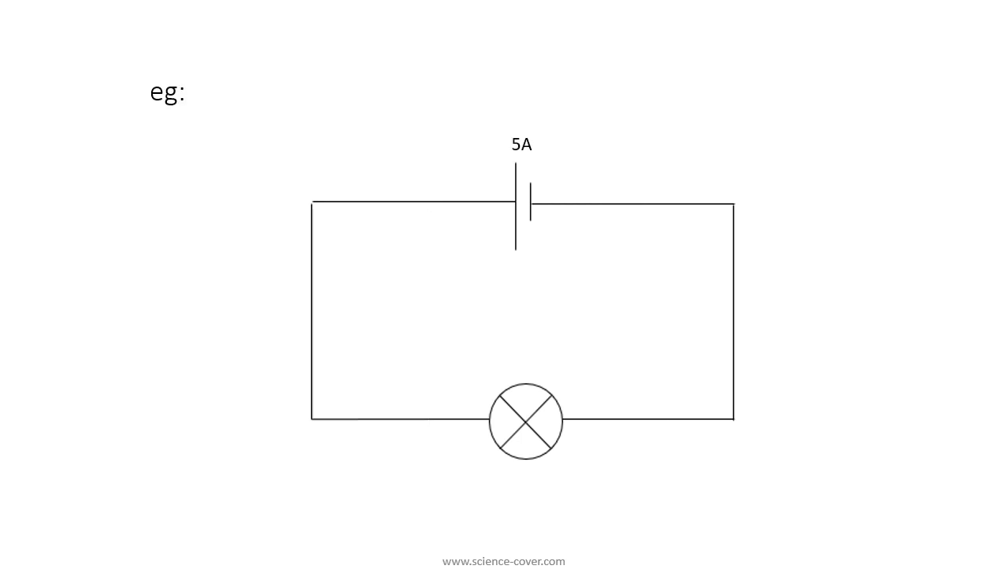Let's look at an example. We have a 5 amp cell and a bulb connected in series. So if we place a couple of ammeters in the circuit, between the 5 amp cell and the first ammeter, there are no components, so the 5 amps must pass through the first ammeter. When it passes through the bulb, we know that current doesn't get used up, so 5 amps must come out to the bulb, so 5 amps will also pass through our second ammeter. So in the series circuit, we have the same current all around.